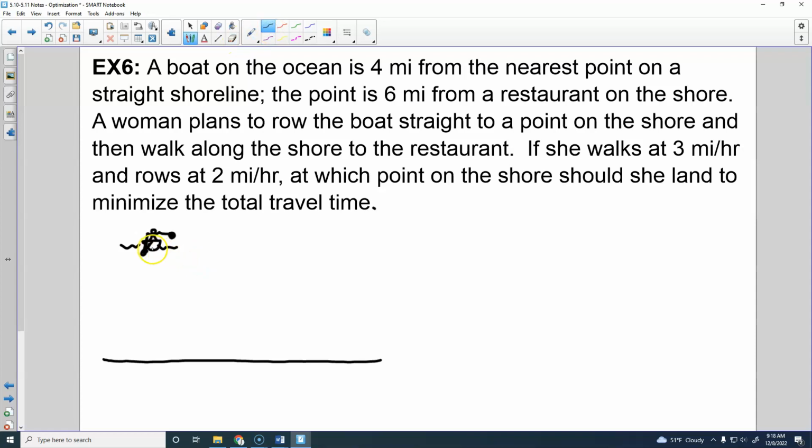Alright. Okay, so she is 4 miles from the nearest point on a straight shoreline. So the nearest point on a straight shoreline would be perpendicular. So that's 4 miles. Why she is 4 miles out in the ocean in a rowboat, I don't know, but she's doing it alone. Yeah. So this point is 6 miles from a restaurant. So down here, we've got our restaurant, seafood restaurant here. And this is 6 miles.